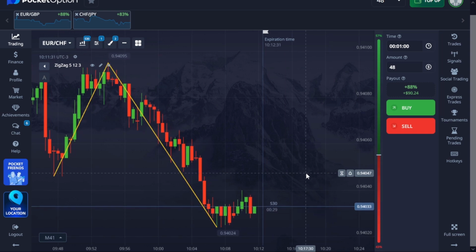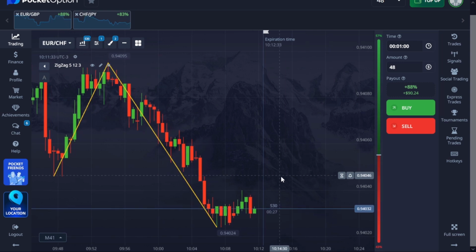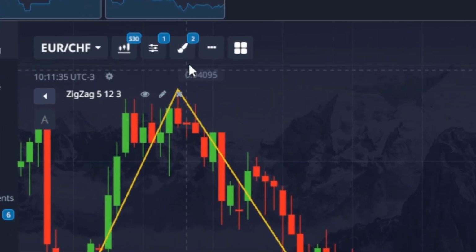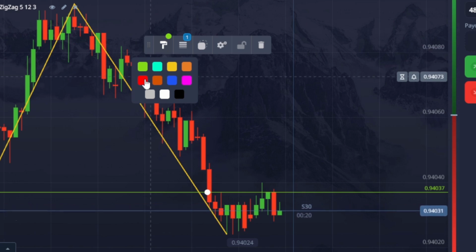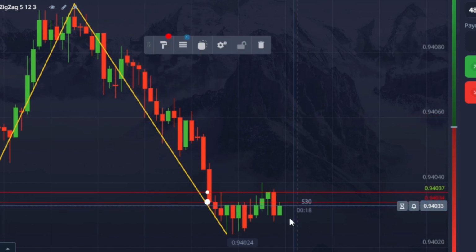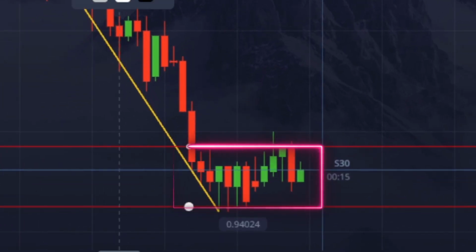I don't know what candlestick pattern is going to occur, but I'm going to go based on the criteria. First, we have to identify the support and resistance zones. So resistance to support is when the price goes to that point and does not pass it twice.